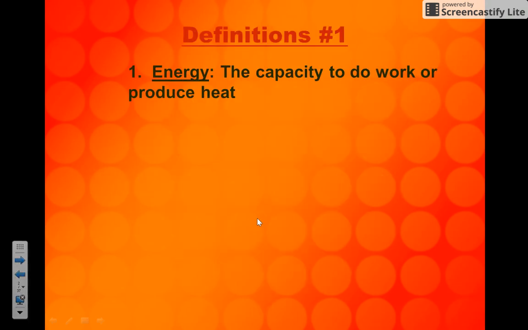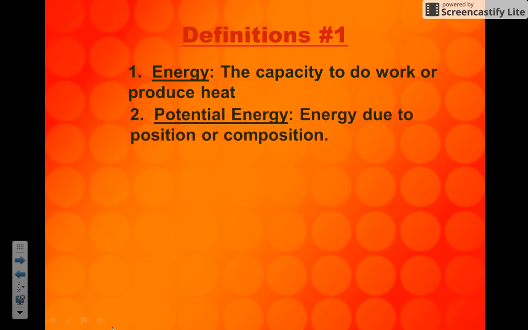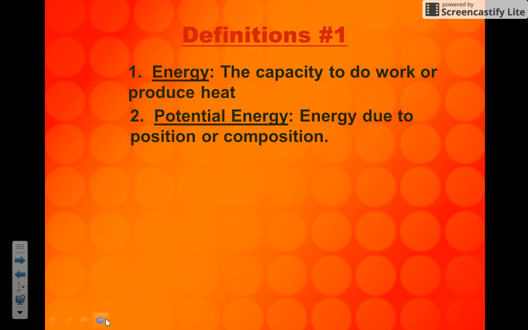First definition I want to cover with you is the definition of energy. Energy is defined as the capacity to do work or to produce heat. We have potential energy, which is the energy due to position or energy due to its composition. The energy of an object at rest is another way that you hear potential energy defined.